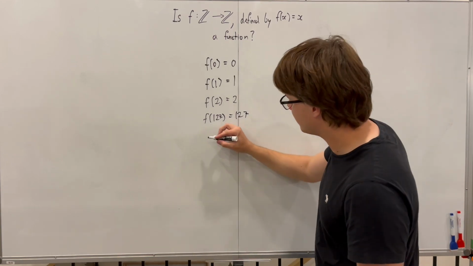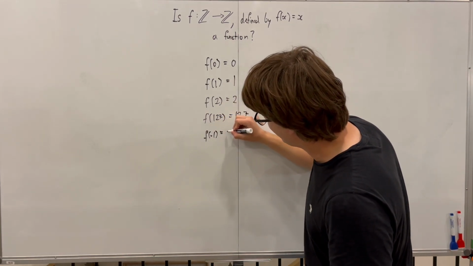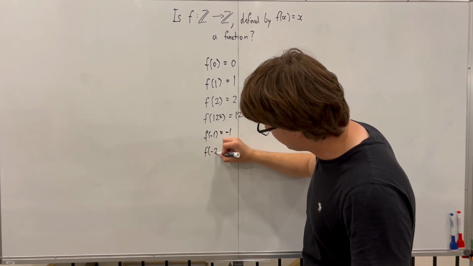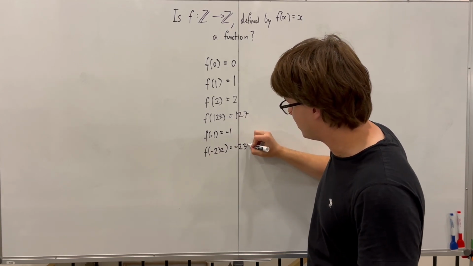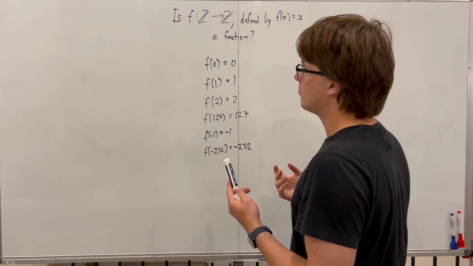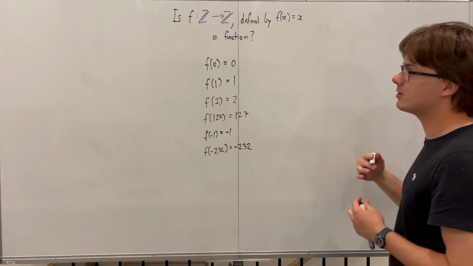Let's try some negative numbers. If we put, for example, negative 1 in, we should just get negative 1 out. If we put in negative 232, we're going to get negative 232 out. Okay, so it looks like it's probably going to be a function, but again, what am I thinking when I'm doing this? I'm thinking of our definition.